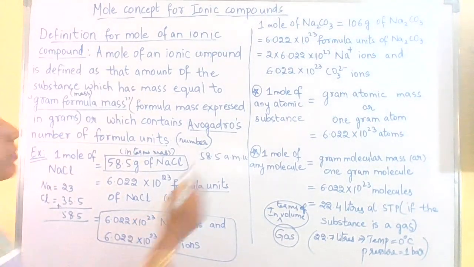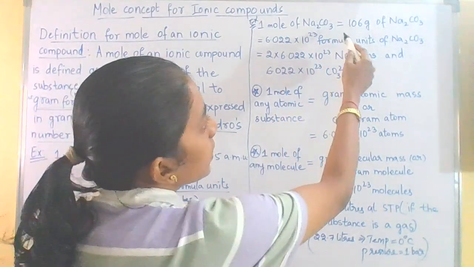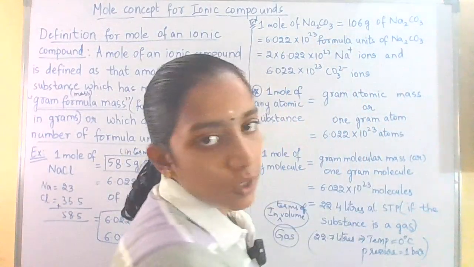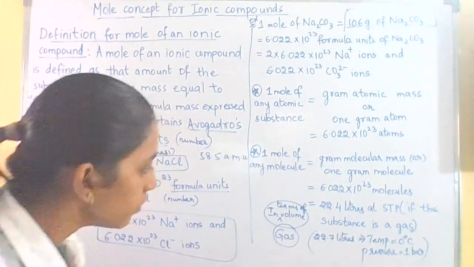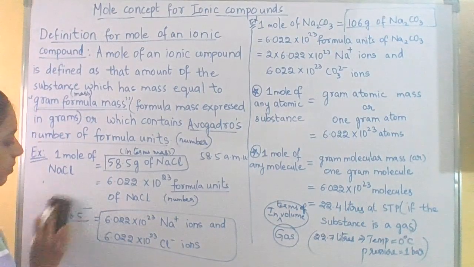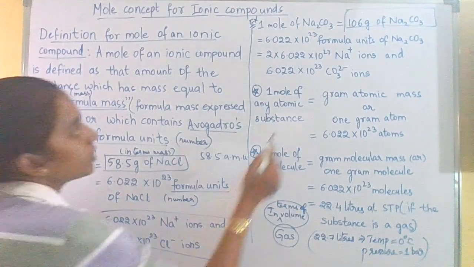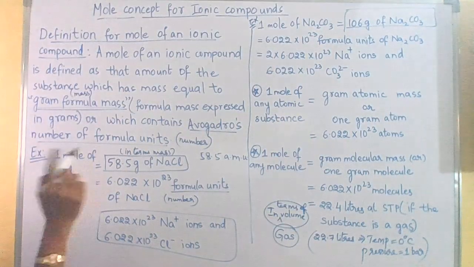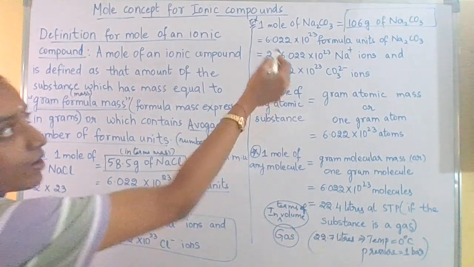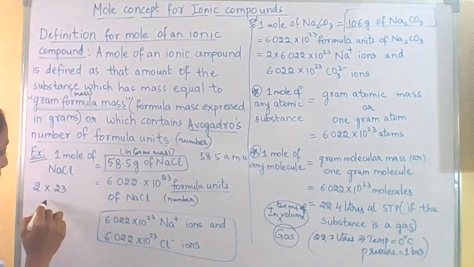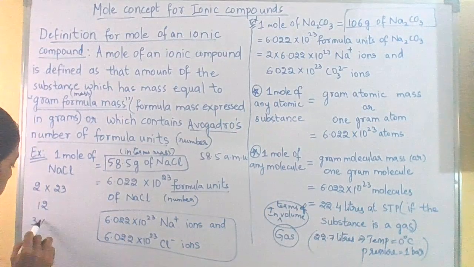Now we'll see another example, Na2CO3. 1 mole of Na2CO3 is equal to 106 grams of Na2CO3. How do we calculate the gram formula mass? Here they have given the gram formula mass, but how do we calculate it? We have to add the atomic masses of the atoms present in one formula unit, which is Na2CO3. So we have 2 atoms of sodium, 2 into 23, and 1 carbon atom, 12, and 3 oxygens, 3 into 16.